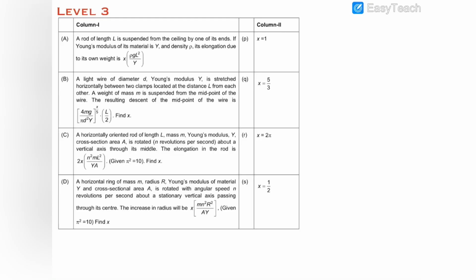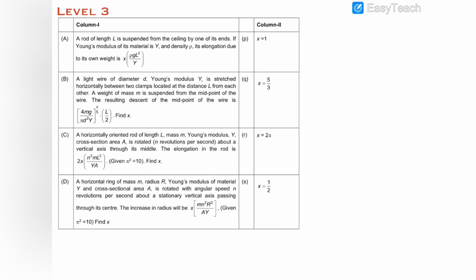In this question, you can see that we have to match column 1 and column 2. In column 1, in option A, it is given that there is a rod of length L suspended from the ceiling by one of its ends, and Young's modulus of the rod is gamma and its density is rho. So the elongation of the rod due to its own weight is this one. So we have to find x.